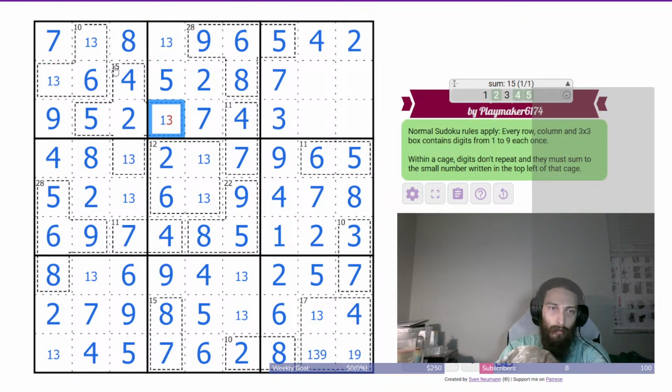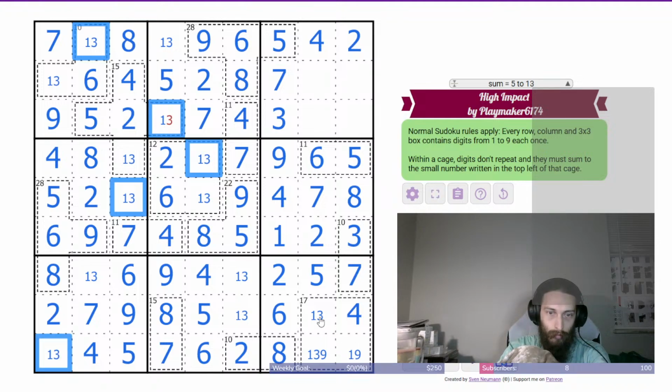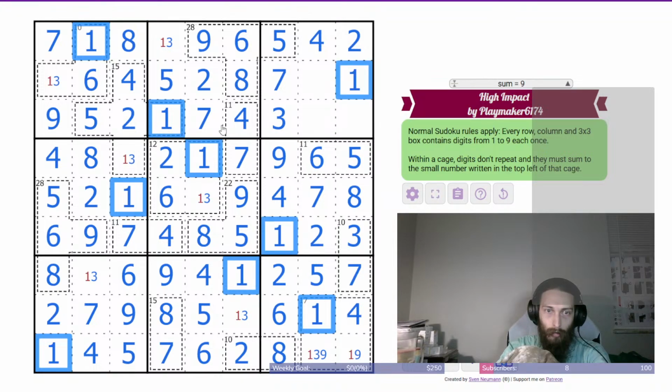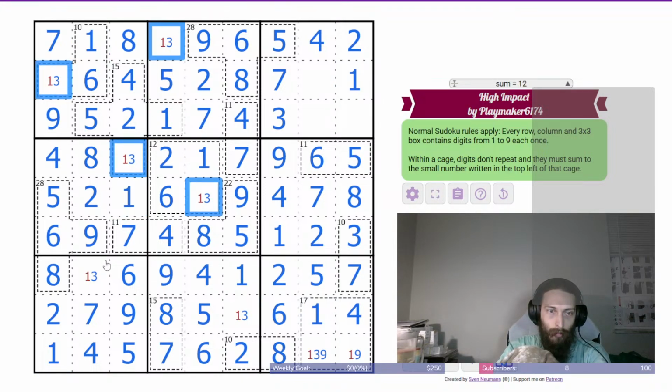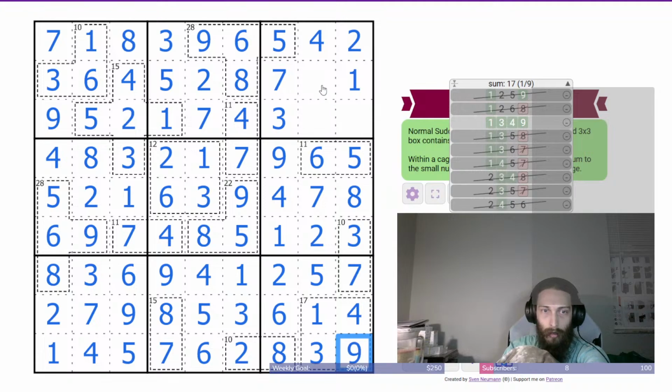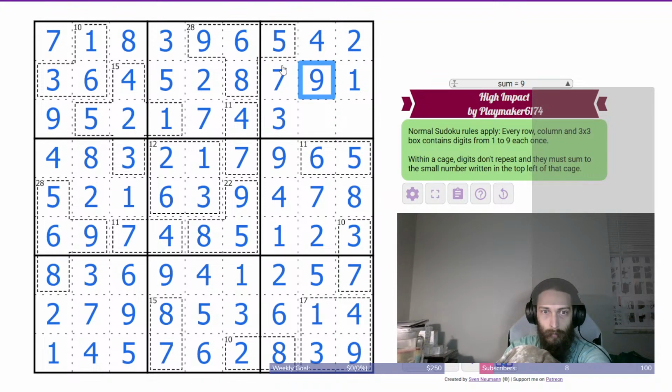We don't need coloring because that is 1, 1, and 1. That's not 1, so that is. That one is. These are all 1s, so 1. The rest are 3s. 9, I get 9 there. 3, 4, 5, I get 6, 7, and 8.